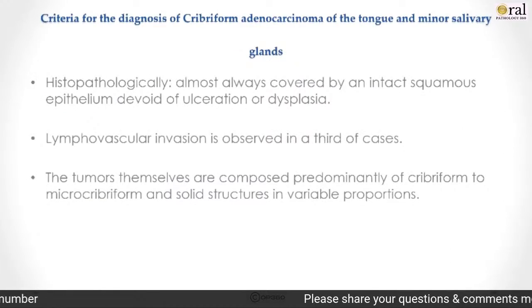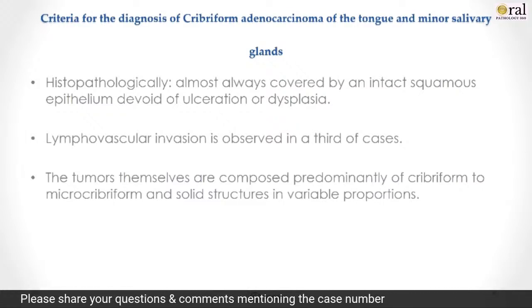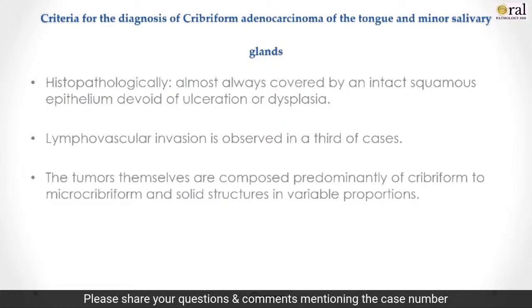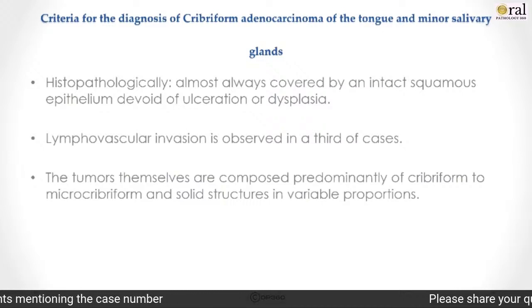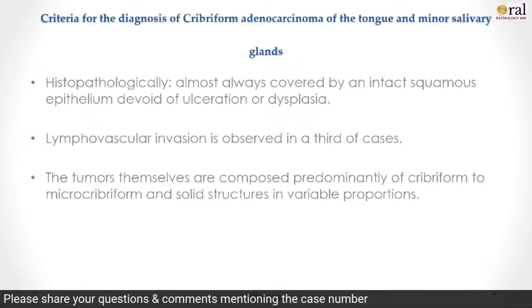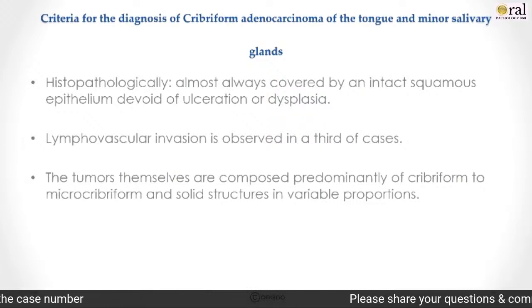As a brief review of the criteria for diagnosis of this entity, we can highlight the histologic criteria: this tumor is almost always covered by an intact squamous epithelium, devoid of any ulceration or dysplastic changes. Lymphovascular invasion is observed in a third of cases. However, metastasis can be seen in 50% of patients at the time of diagnosis, which is an important point. Another thing is that the tumors are composed predominantly of cribriform to microcribriform and solid structures in variable proportions.